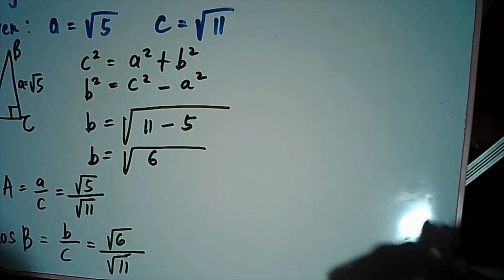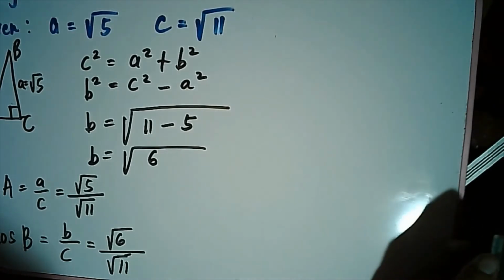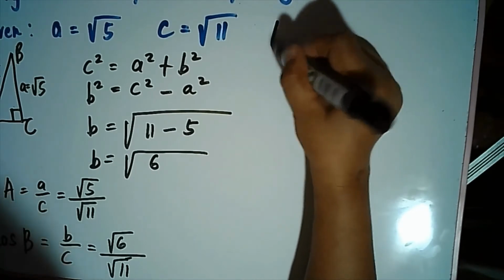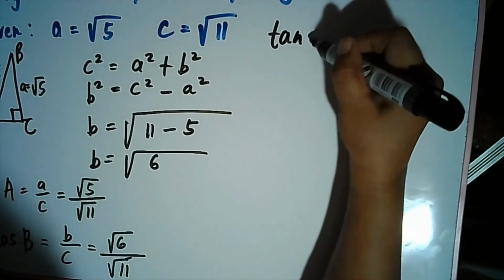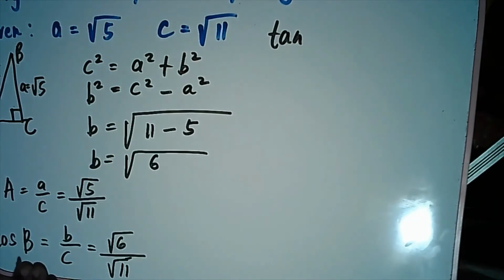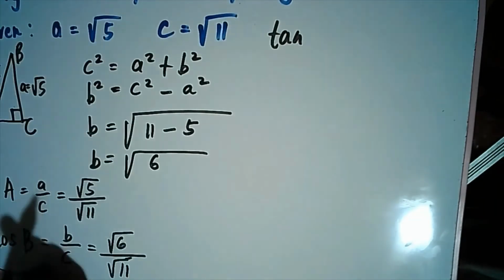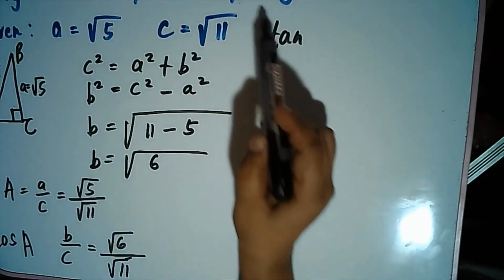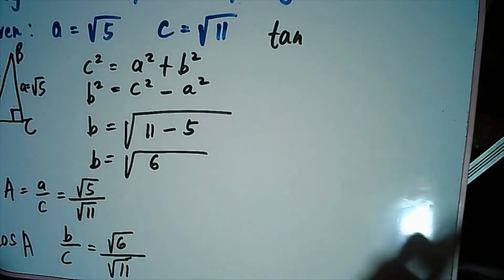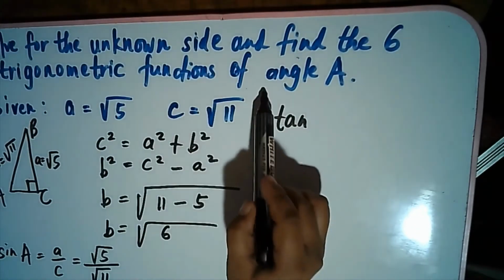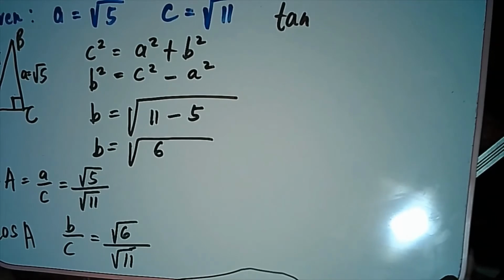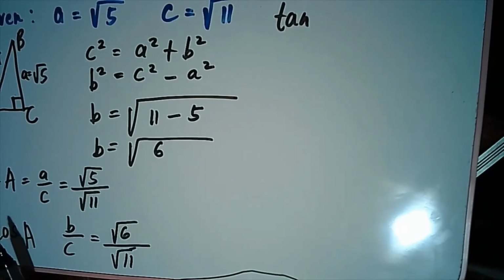And then next, the tangent. I'm sorry, this is not B, it is A. We are looking for the trigonometric functions of angle A. So the trigonometric function should go with the angle A.